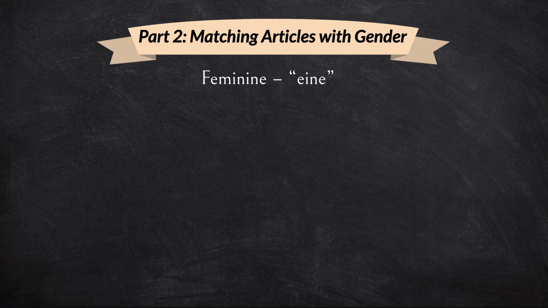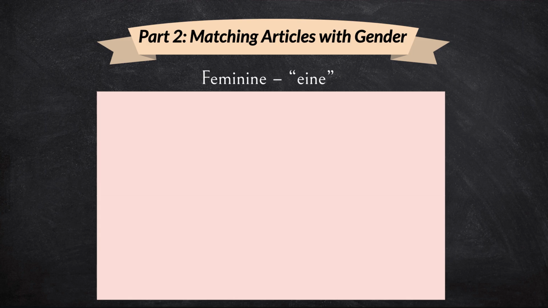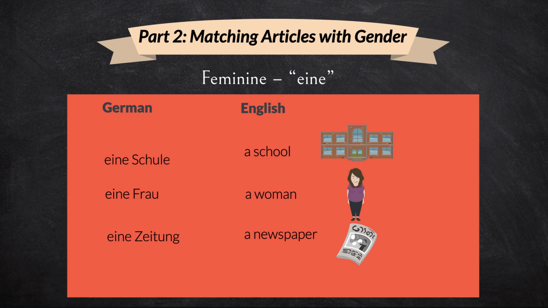Now for feminine nouns we use eine. Listen to these examples. Eine Tasche means a bag. Eine Blume means a flower. Eine Lampe means a lamp. Eine Katze means a cat. These are feminine. So we must say eine. These are more examples. You can stop the video and read.